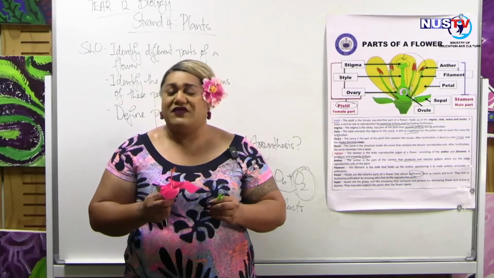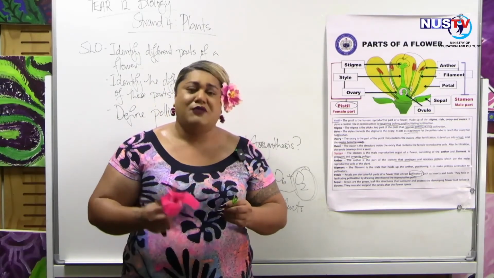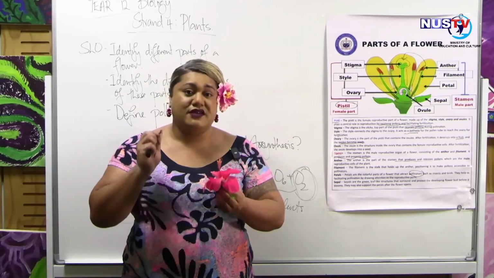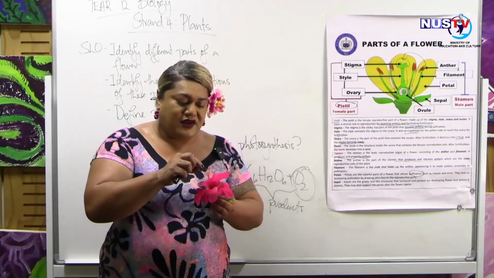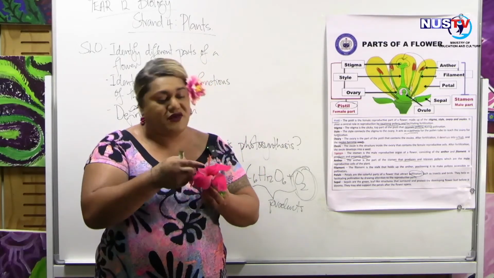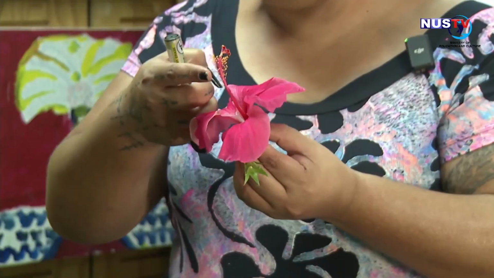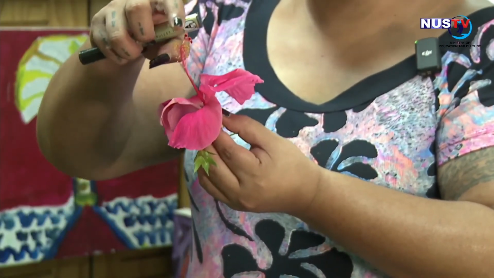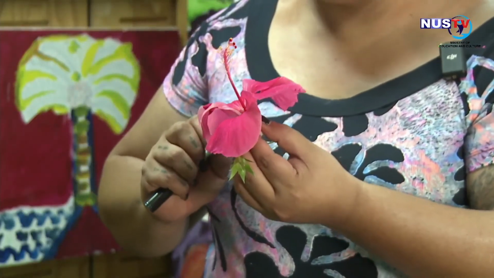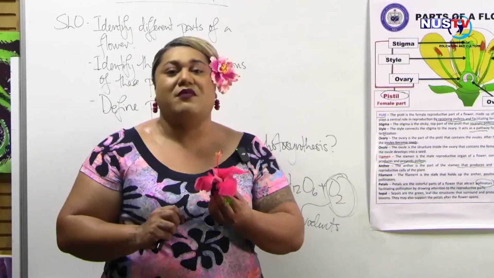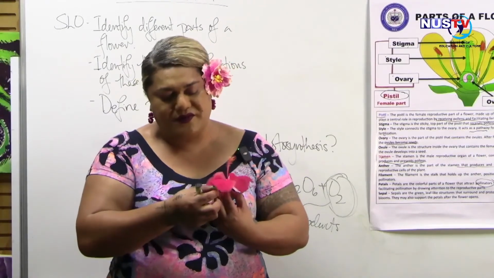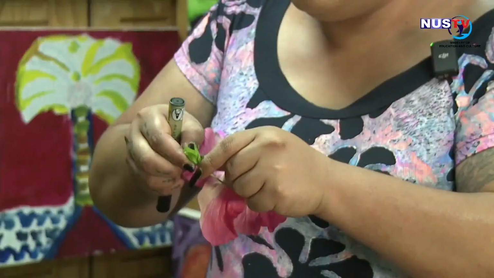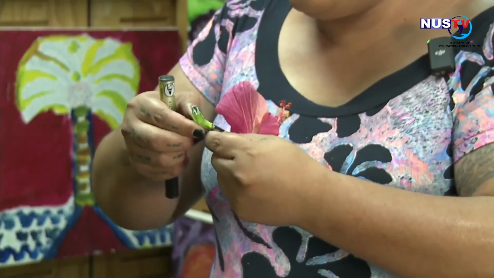So agents are the helpers that help transfer the pollen from the anther to the stigma. That's correct. So on the top, you have the stigma, and the pollens are on the side. So when they are transferred to the stigma, that is what you call pollination. Pollination.